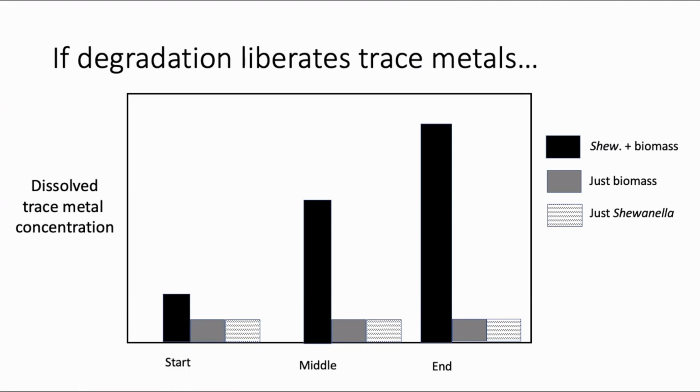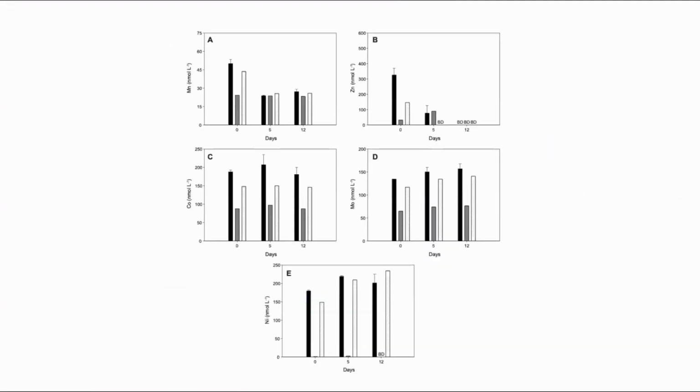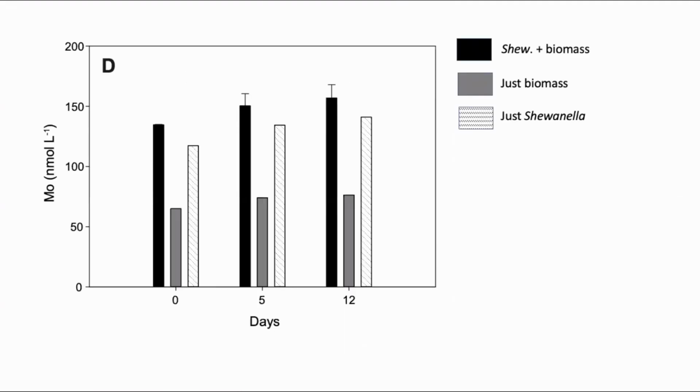So I used this kind of framework to evaluate the trace metal composition of these vials with a suite of different trace metals. I know this is absolutely tiny here, but this includes profiles of manganese, zinc, cobalt, molybdenum, and nickel over time. And I'm not walking through all of the data at all. So just to provide you an example, this is dissolved molybdenum concentrations over the course of the experiment with the same color coordination applying here, where black is our experimental vials and these other two bars are our controls.